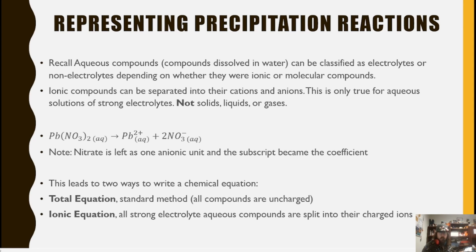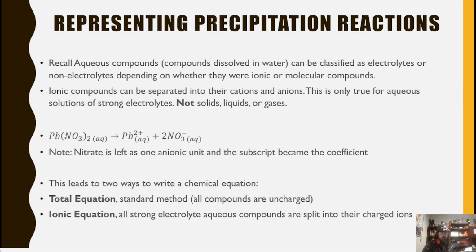so what are we going to do with these guys? Recall that aqueous compounds dissolved in water can be classified as electrolytes or non-electrolytes, depending on whether ionic or molecular. Well, ionic compounds, if they're electrolytes, can be separated into their cations and anions. Now, this is only true for aqueous solutions of strong electrolytes. This is not true for solids, it's not true for liquids, it's not true for gases. They do not break apart spontaneously in solid, liquid, or gas form. They only break apart when they're in aqueous. So let's look at that.